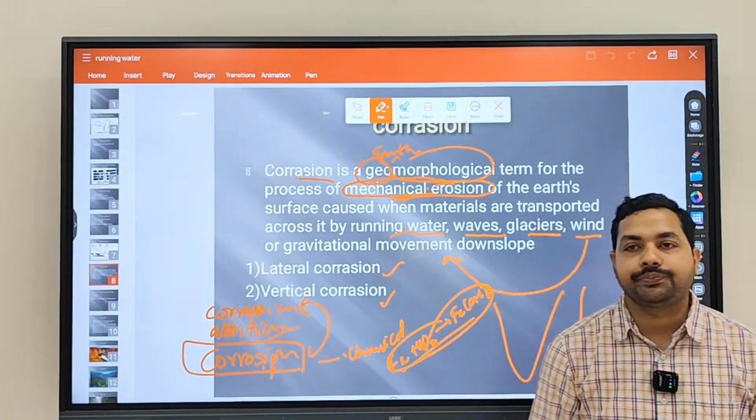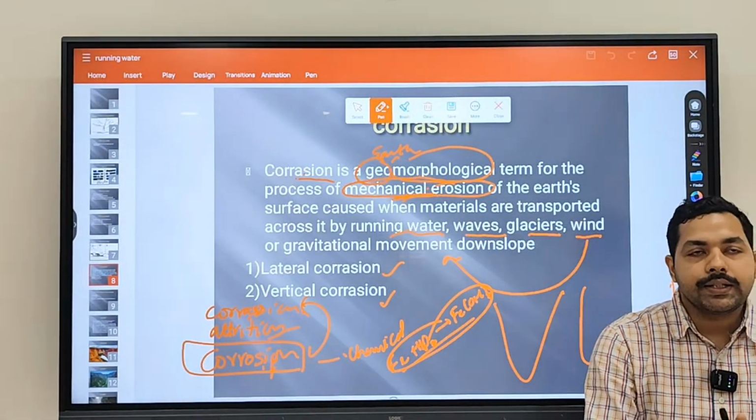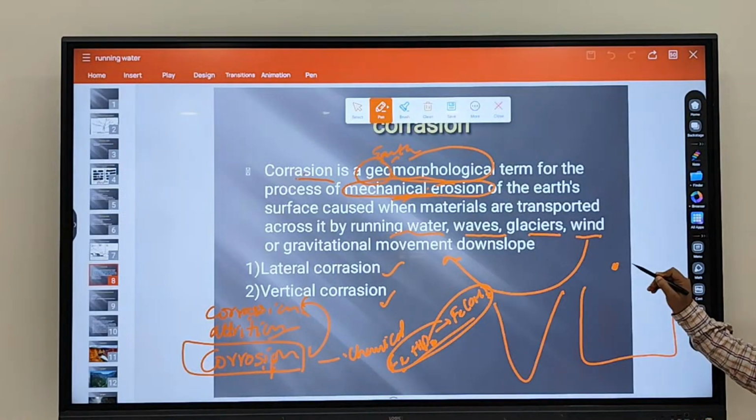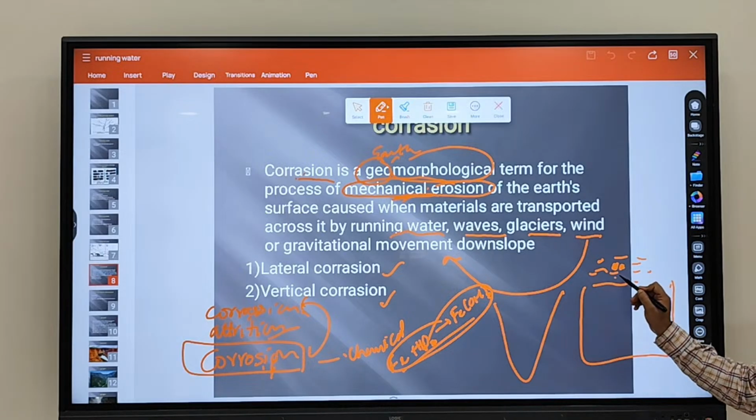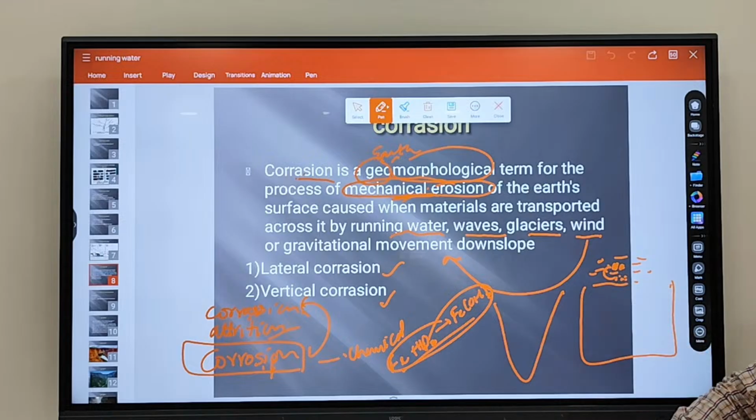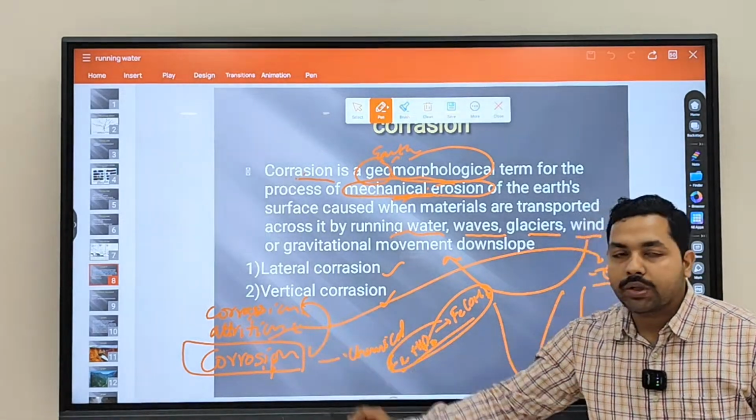What is attrition? Let's say these two particles are there in the river, and water is taking them away. What will happen? These particles will get rubbed against each other. When the river is taking away these sediments, they will get rubbed off each other. So what happens due to rubbing? Friction is generated. Friction may lead to a bigger particle dividing into further smaller particles, and this we call attrition.